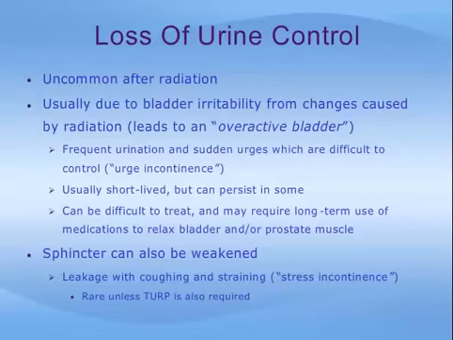The sphincter or urinary control valve muscle can also be weakened by radiation, although this rarely has any noticeable effect on a man. In severe cases, it could cause leakage with coughing and straining, called stress incontinence. But again, this is rare unless a prostate resection, or TURP, has also been required.